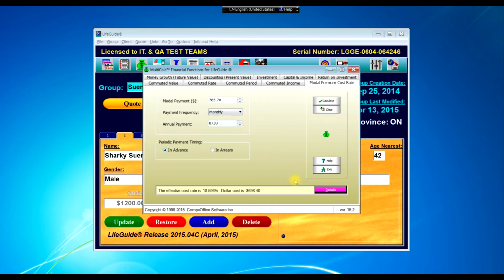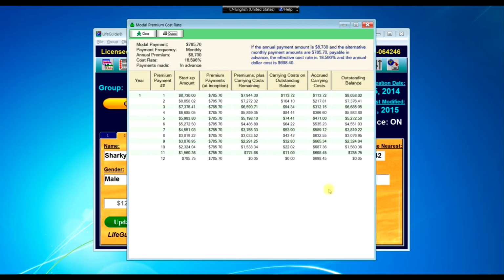Let's take a look at the schedule. And here are the details. Okay, and here is the summary. If the annual payment amount is $8,730 and the alternative monthly payment amounts are $785.70 payable in advance, the effective cost rate is 18.596%, and the annual cost, in other words, total interest cost, is $698.40.